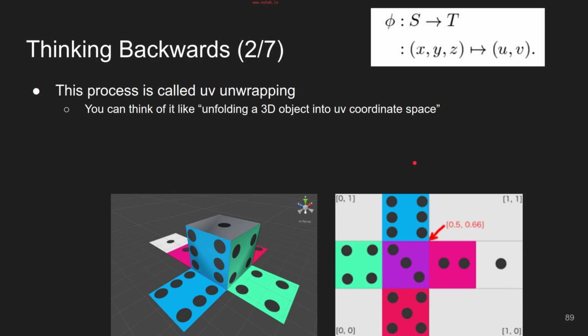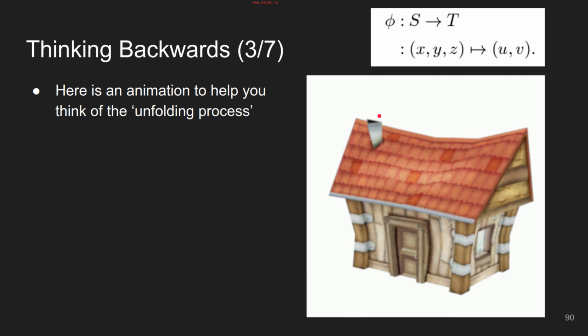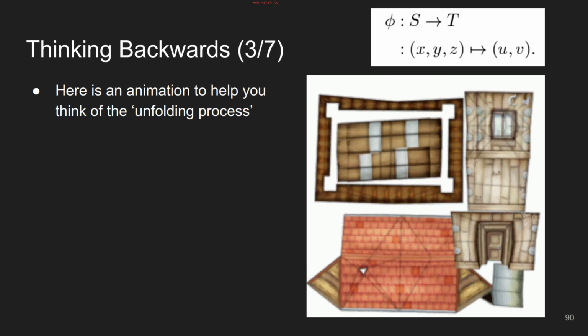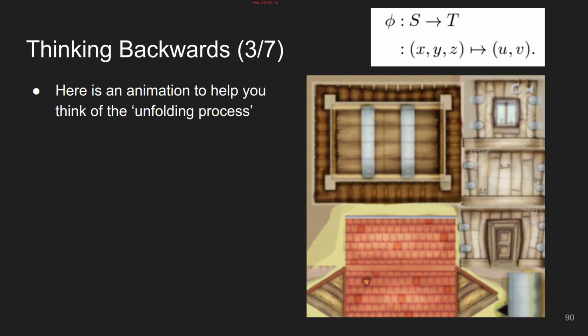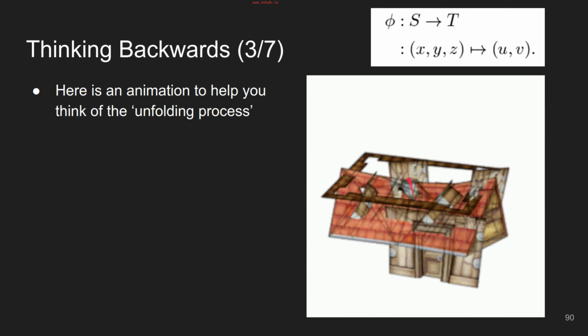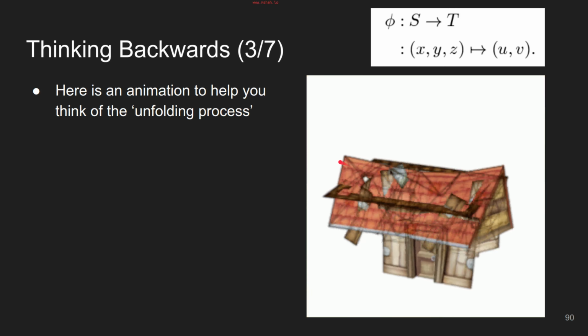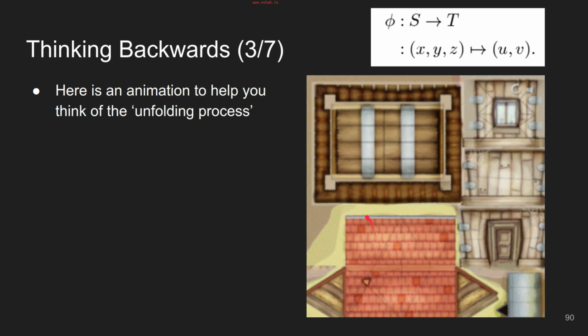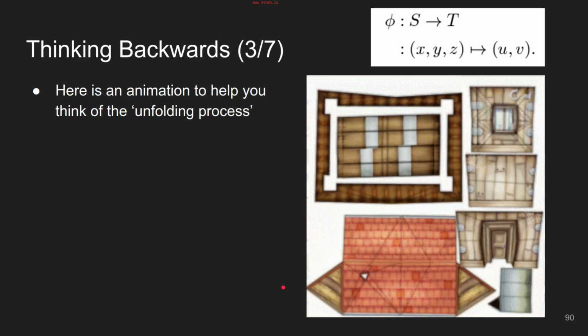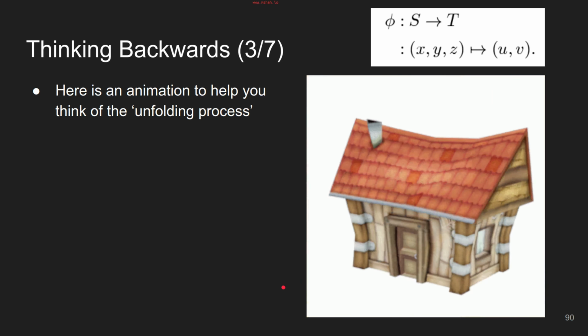Okay. So this is a process called UV unwrapping, where we're unfolding a 3D object into the UV coordinate space. Here's a nice visualization of it that's worth 1,000 words. You can watch it go from the 3D, and then we're going to unfold it and figure out where that geometry would be in the 2D space and where to color it in.